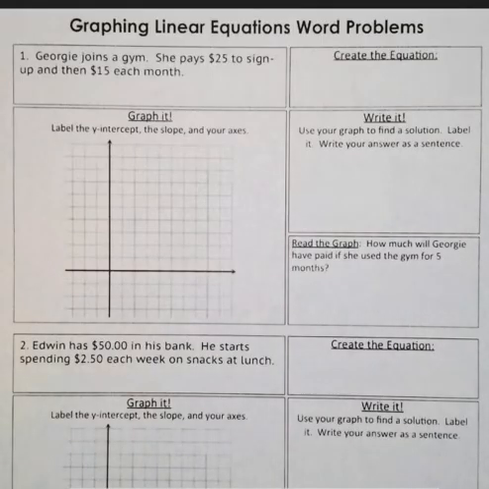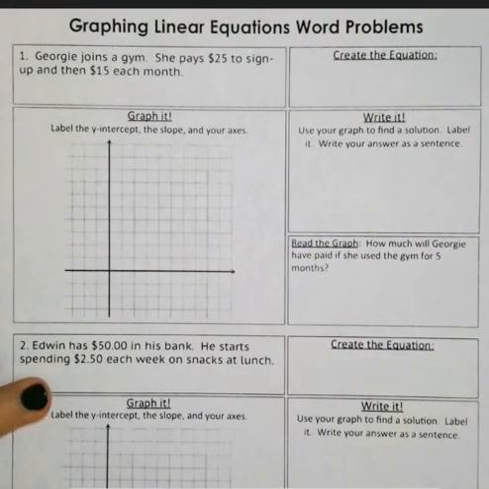In the world of word problems, everyone's favorite. So I'm a big fan of highlighters and colored pens, as you already well know. Number one, Georgie joins a gym. Doesn't matter. Absolutely does not mean anything as far as the math world is concerned, other than it conversationally makes sense. She pays $25 to sign up.